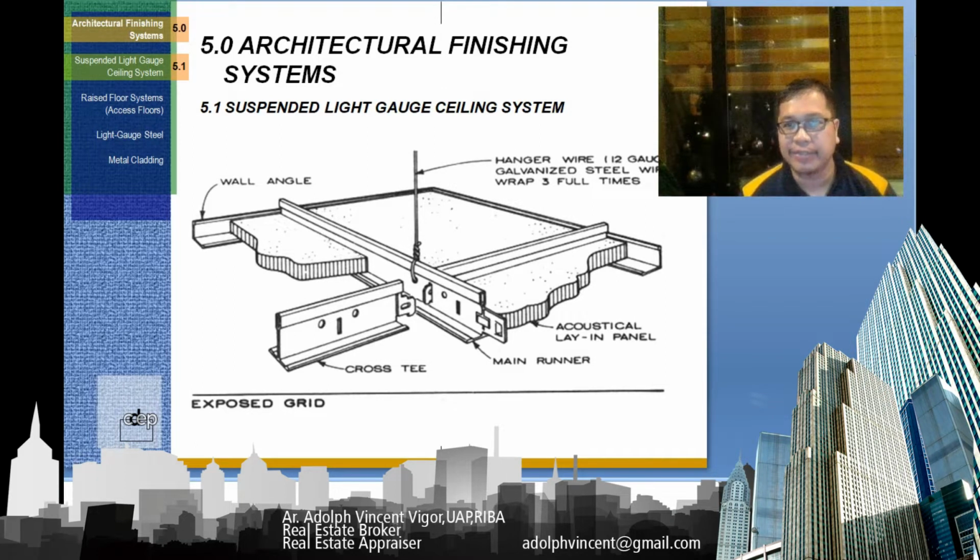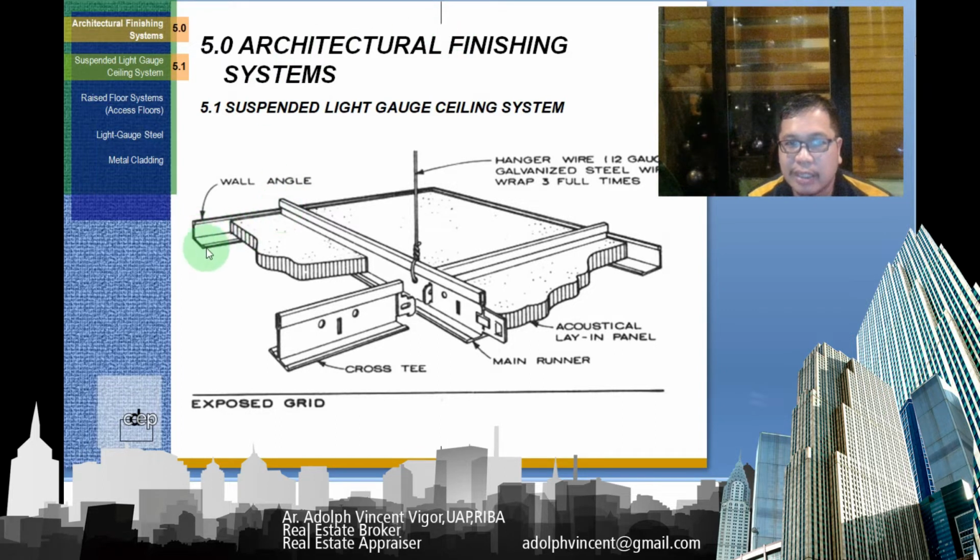So good day class. So today we're going to learn about architectural finishing systems. So let's talk about the suspended light gauge ceiling. So here, this is the detail. So this is a hanger wire here. So it's used to suspend here your wall angles to the bottom of the beam or the slab.